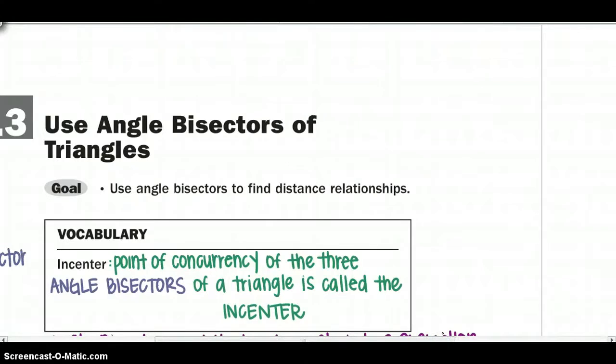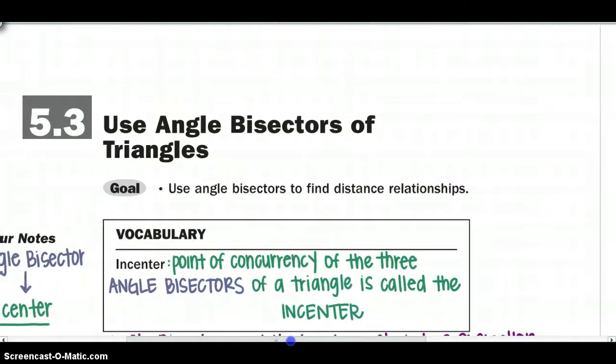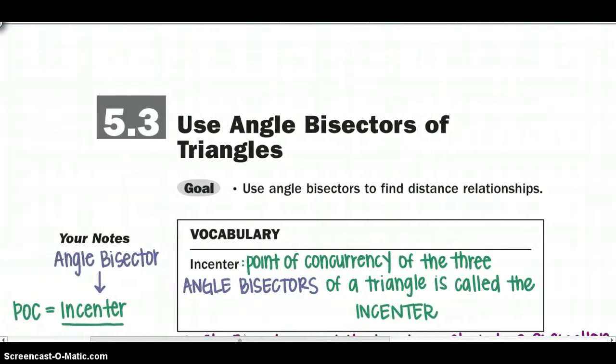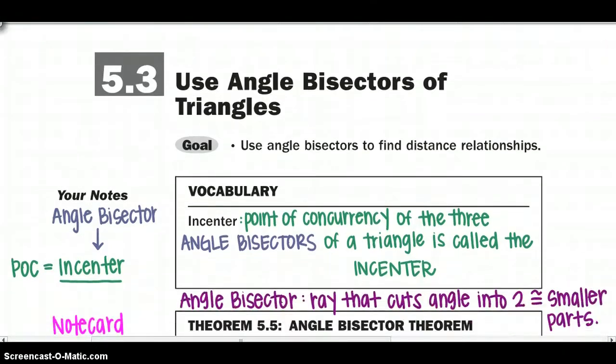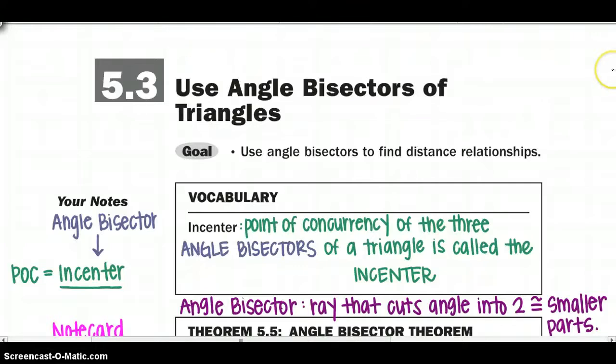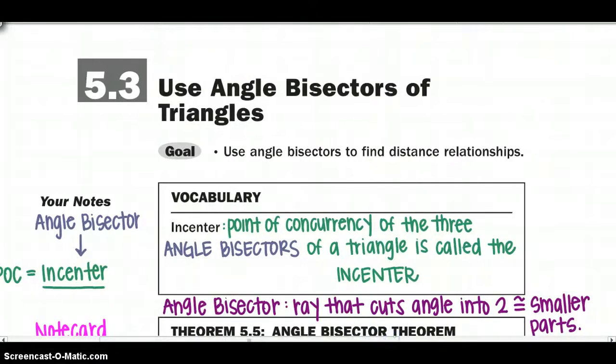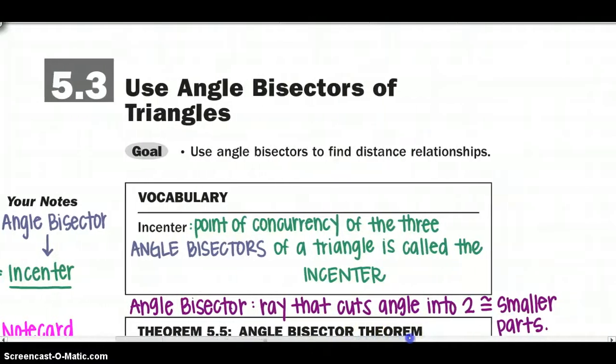So the incenter is the point of concurrency of the three angle bisectors of a triangle. Remember, last section we talked about perpendicular bisectors and what its point of concurrency is, and today we are going to learn that with an angle bisector, that point of concurrency is going to be called the incenter. And just to refresh our memory, an angle bisector is a ray that cuts the angle into two congruent smaller parts.